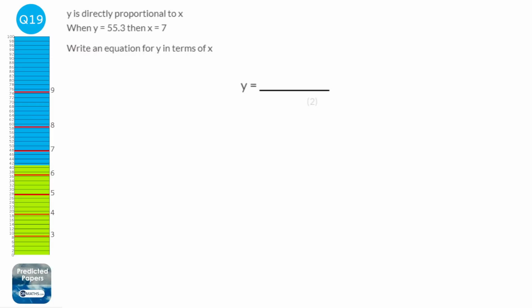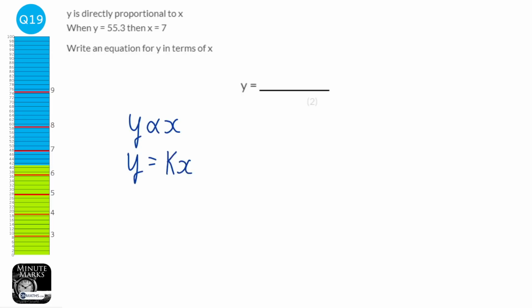When we say y is directly proportional to x, what we mean is whenever x doubles, y will double. Whenever x halves, y will halve. Now, we've got this proportionality sign here, and to make that an equals, all we need to do is introduce a constant k to the right-hand side. So it's y equals something times x.